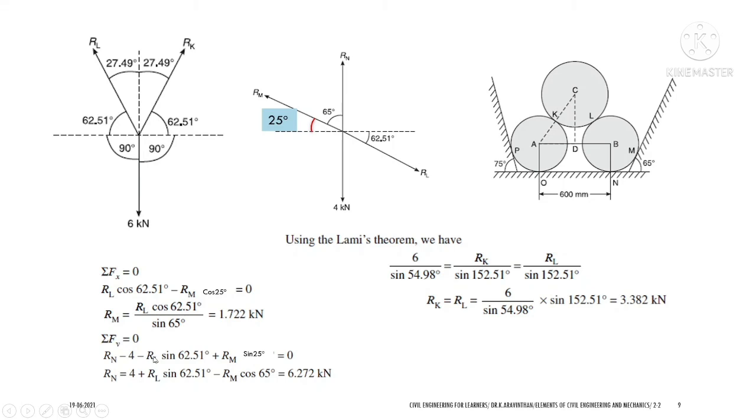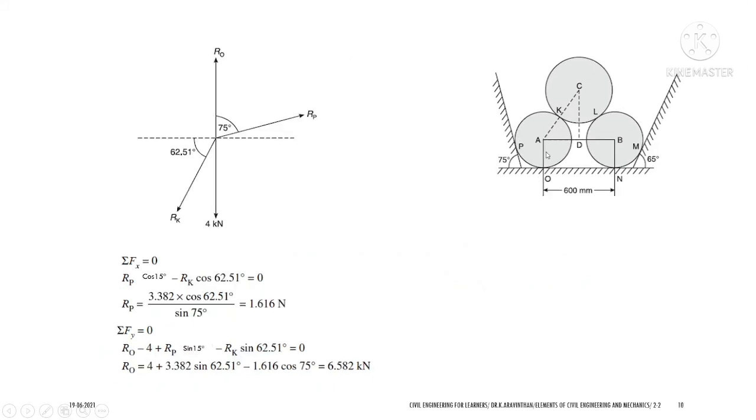So you know the answer of RM, you can substitute, and RL is also known, you can substitute here, and only one unknown is Rn, hence you can take the rest of the things outside this equation and you can find Rn, which is 6.272 kilonewton. Okay, now let us take the last sphere, which is A. If you are taking the sphere A, you have the contact point of RK, which is known, the horizontal angle as 62.51 degree, the opposite angle will be the same, and hence it is written as 62.51 degree.